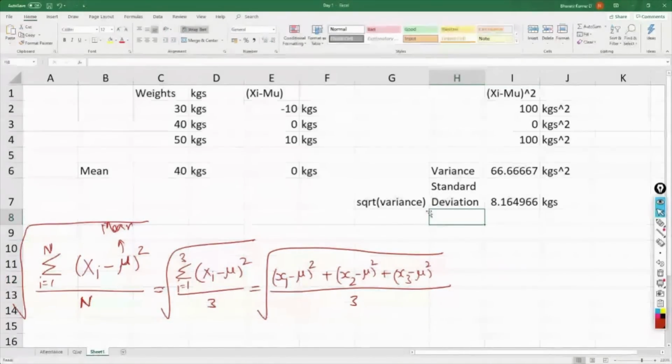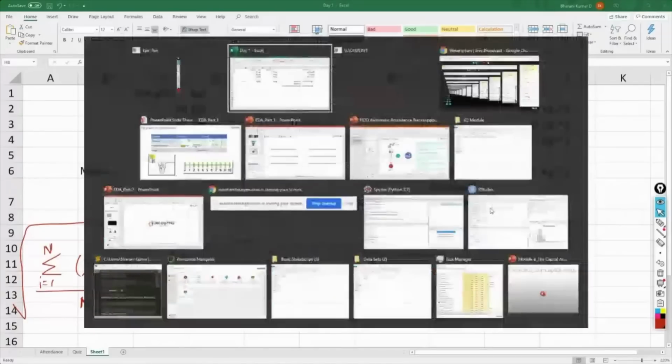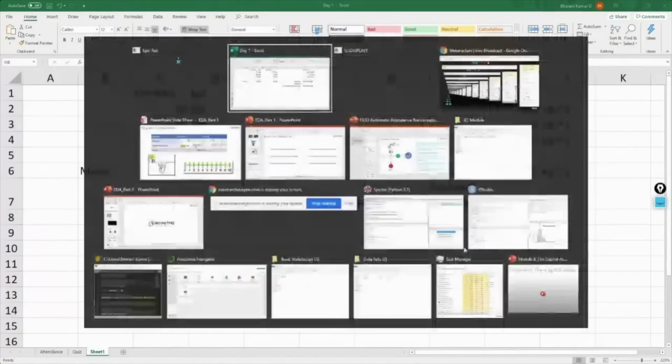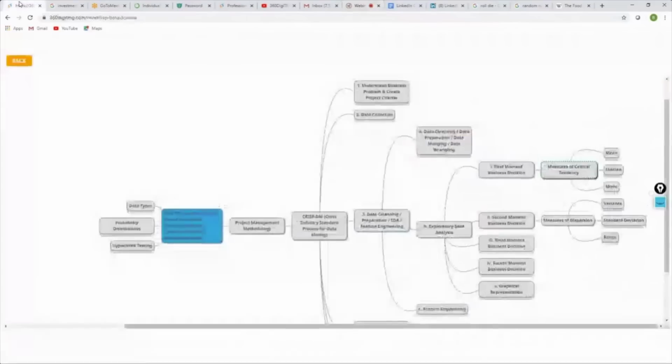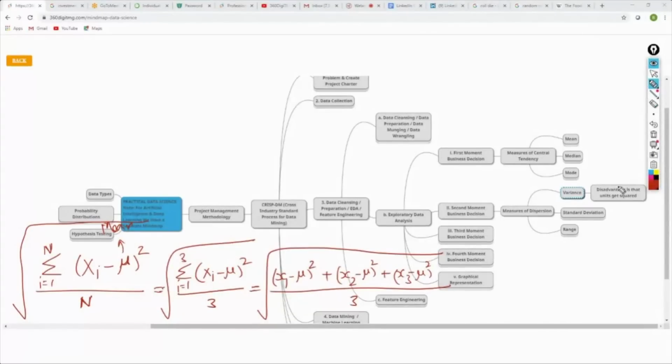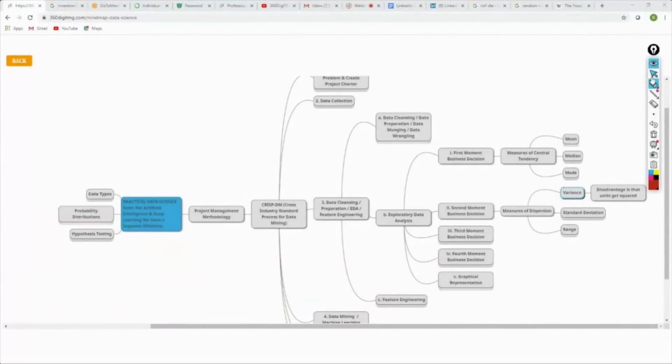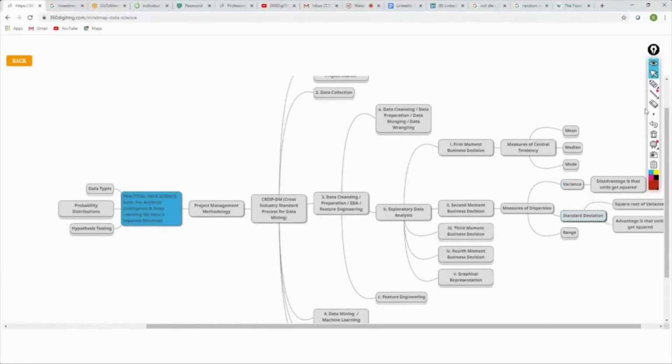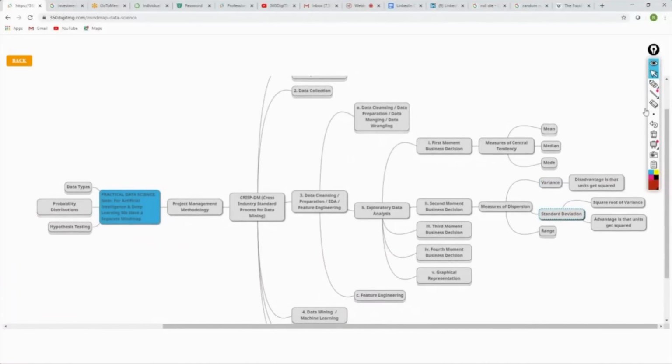And there is another measure, but even before that, let me go back here and then do a quick recap. So, what is the disadvantage of variance? The disadvantage of variance is that your units get squared. And how do you fix that? You fix this issue by taking a square root of variance, and that issue gets fixed.